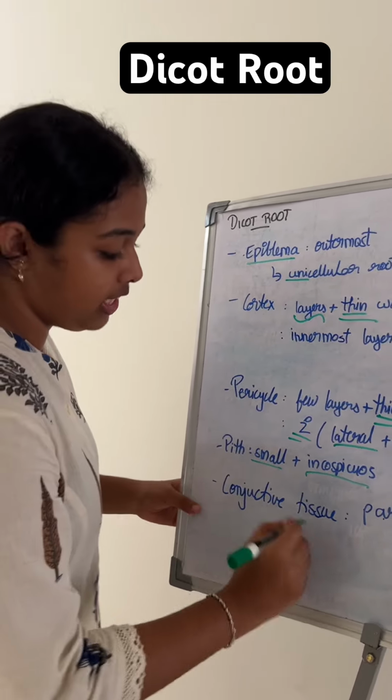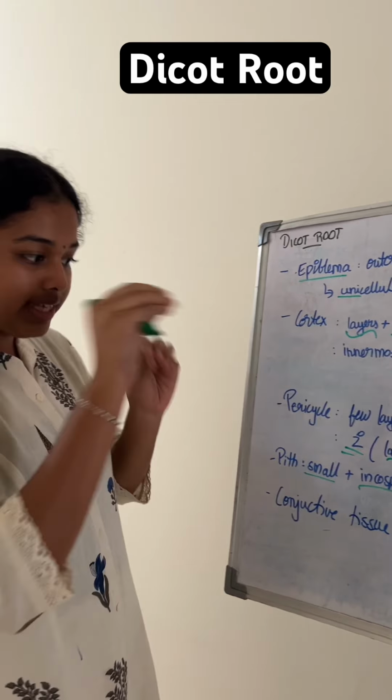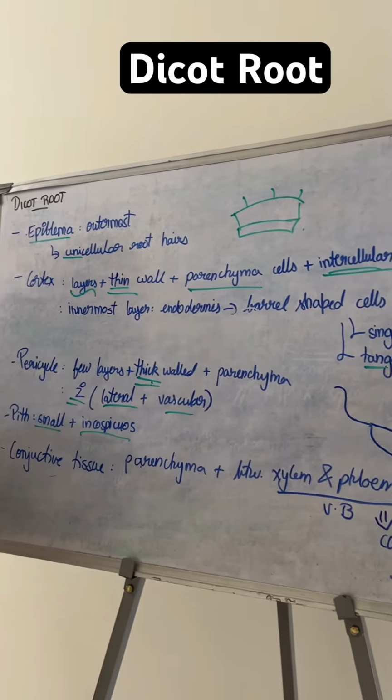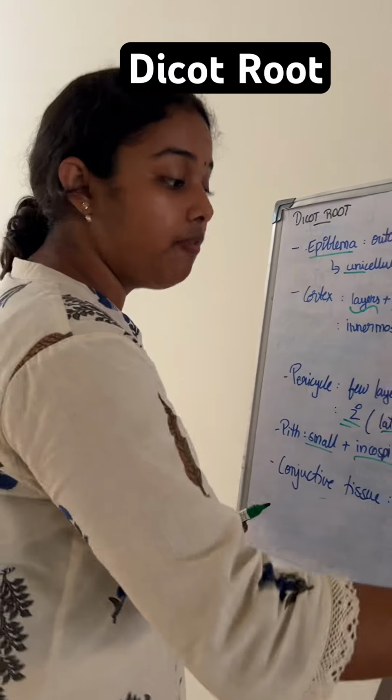Next, we have the conjunctive tissue. This is not in the center, it is actually between the xylem and phloem. So it will be placed between the xylem and phloem, which are the vascular bundles.